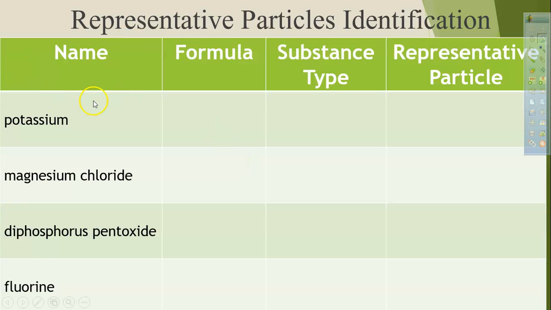So what do we call potassium? Okay, the formula for potassium is just K, right? What type of substance is it? Well, if it's just potassium, it's just going to be an atom. It's an element. And how about magnesium chloride?